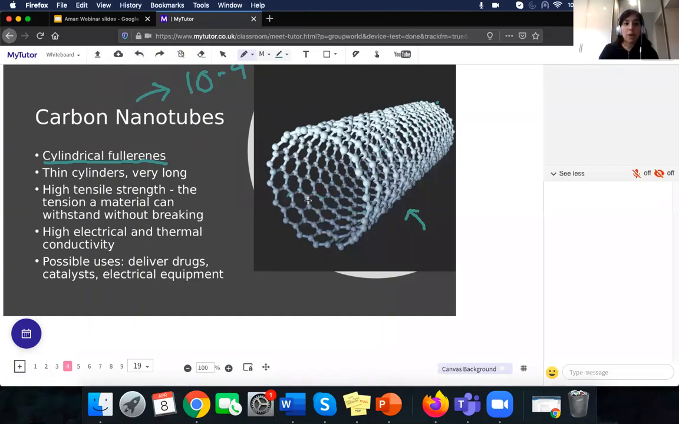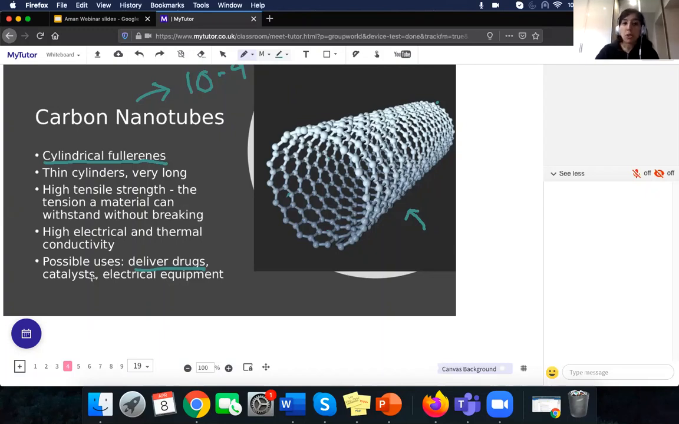So if we think about what someone was saying about them being able to deliver drugs, the reason that they're able to deliver drugs is because they're so tiny and they're hollow. So we can put drugs inside them and they can go to specific areas of the body because they're so tiny. So that's really advantageous to the medical field.